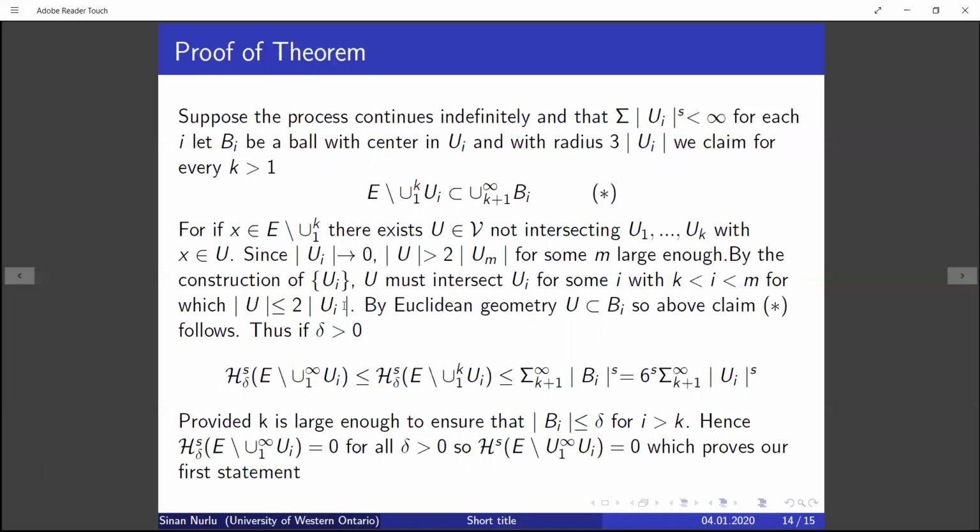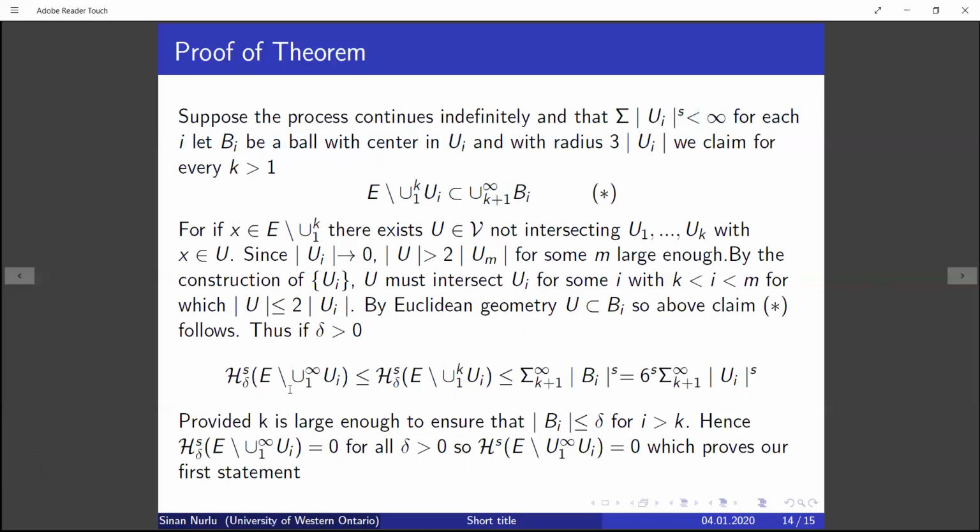And again, like increasing the radius 5 times in our lemma, because we increased the radius 3 times the diameter of U_i, we have U sits inside B_i. So our claim holds, because x is in U and U sits in some B_i, and that basically says our inclusion here. So let's return to our measures.